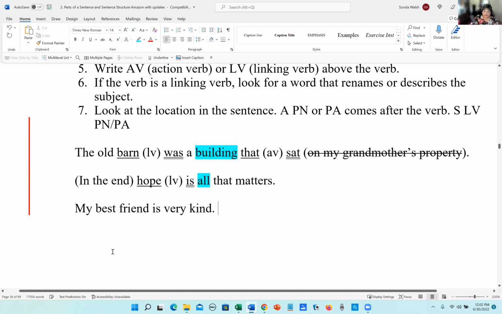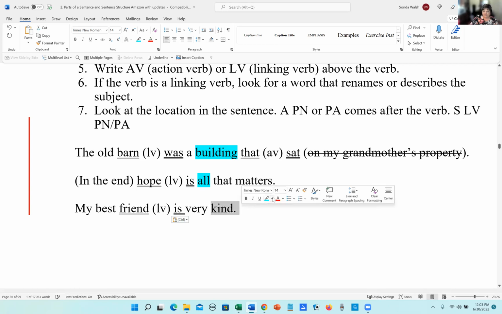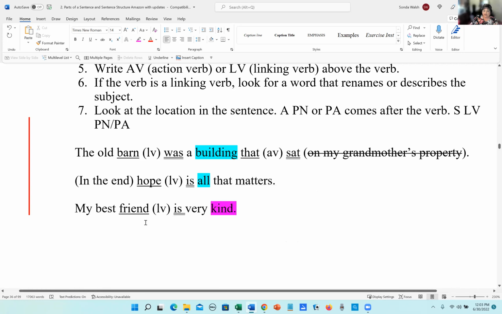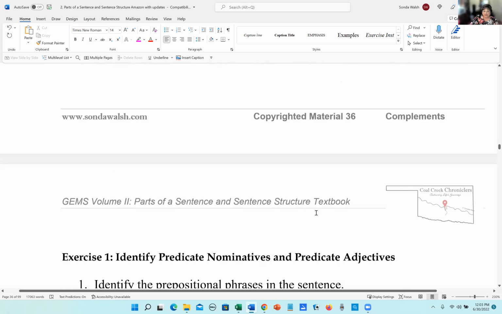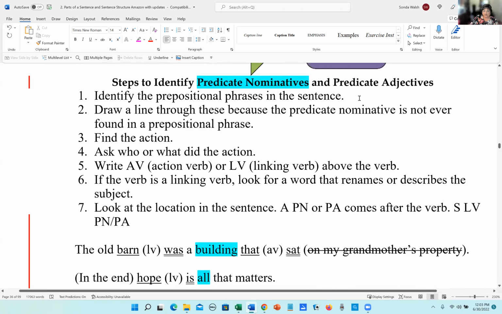Okay, we don't have any prepositional phrases, so we find our subject, and friend is the subject. Then we find our verb, is a linking verb. Okay, then we say what describes friend. Well, the word kind describes friend. So kind is a predicate adjective. And that's how we identify those. So why don't you try exercise 1, and I'll come back and go over that with you.